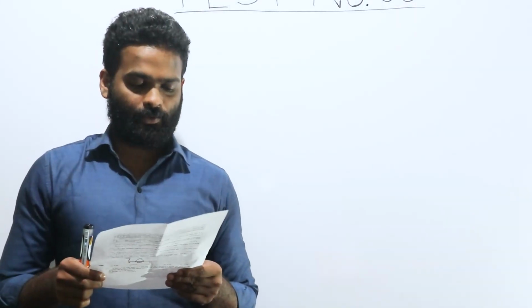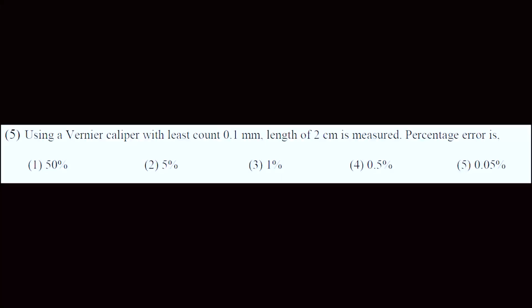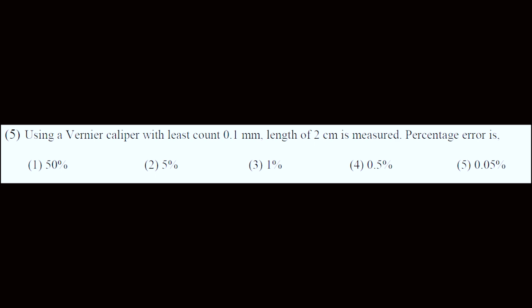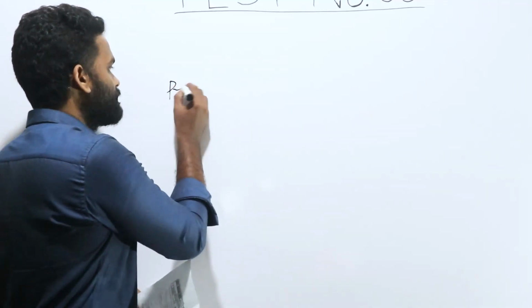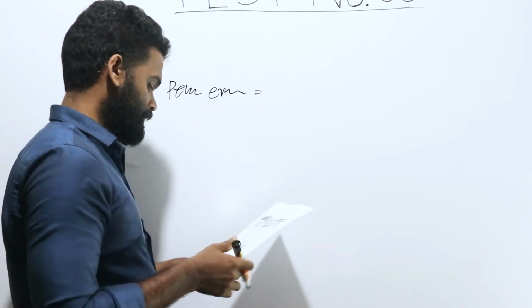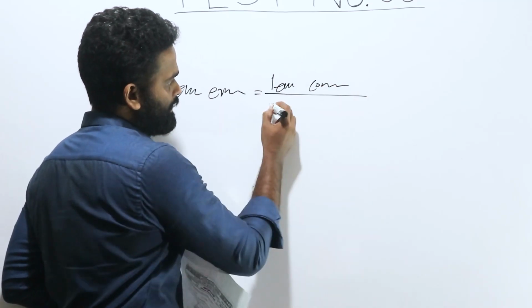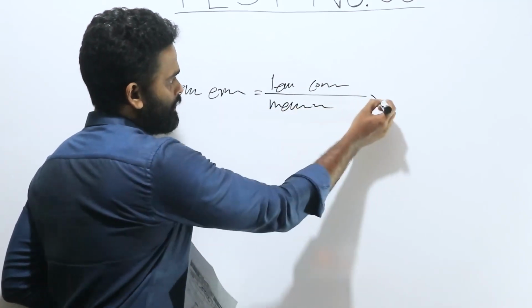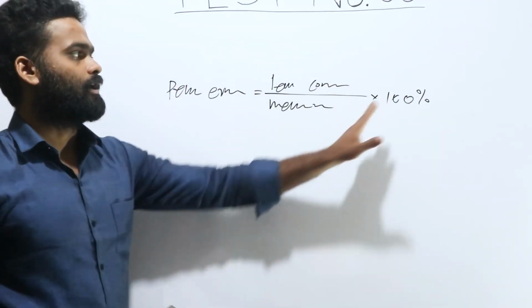Okay, next question, fifth question. Using a Vernier caliper with least count 0.1 millimeter, a length of 2 centimeters is measured. Then they are asking for the percentage error of this measurement. If you remember the equation for percentage error, it is equal to least count divided by measurement times 100%.